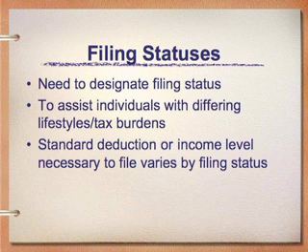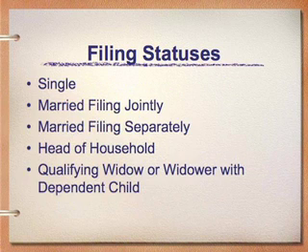Okay, so as I just mentioned, the standard deduction varies by filing status. Basically, a filing status is a designation by each taxpayer as a certain status. And this allows the government to assist individuals with different lifestyles and tax burdens, such as a single parent or just a single person with no children. Okay, are there a bunch of different types of statuses? There are. The different types of filing statuses are mentioned here: single, married filing jointly, married filing separately, head of household, and qualifying widow.